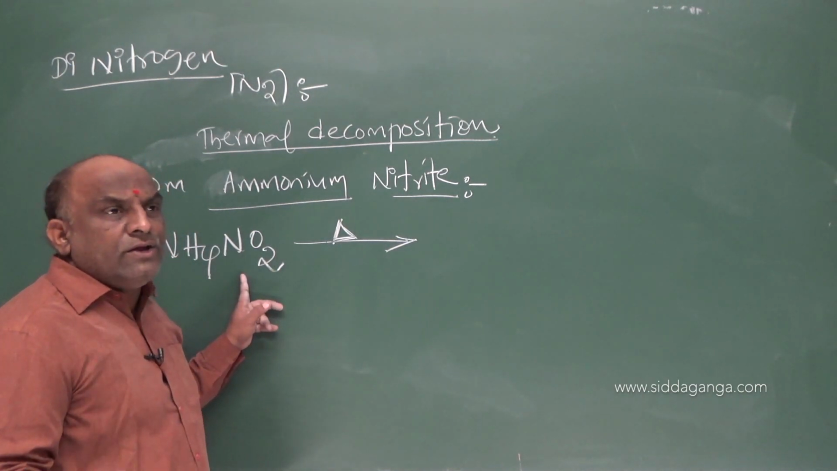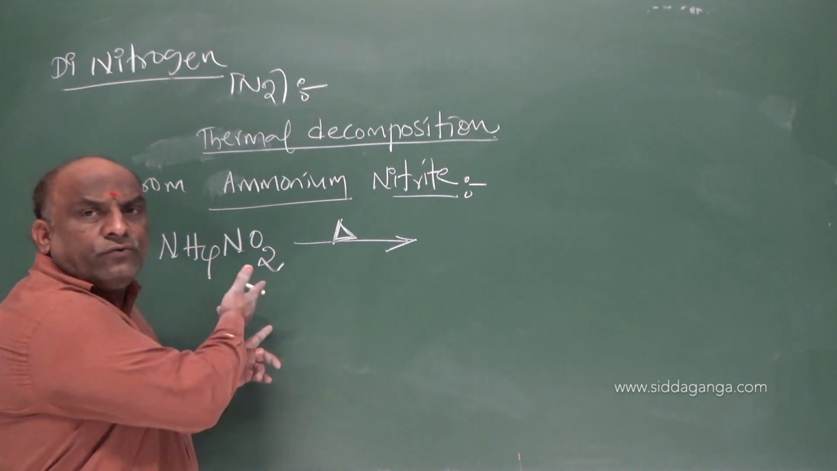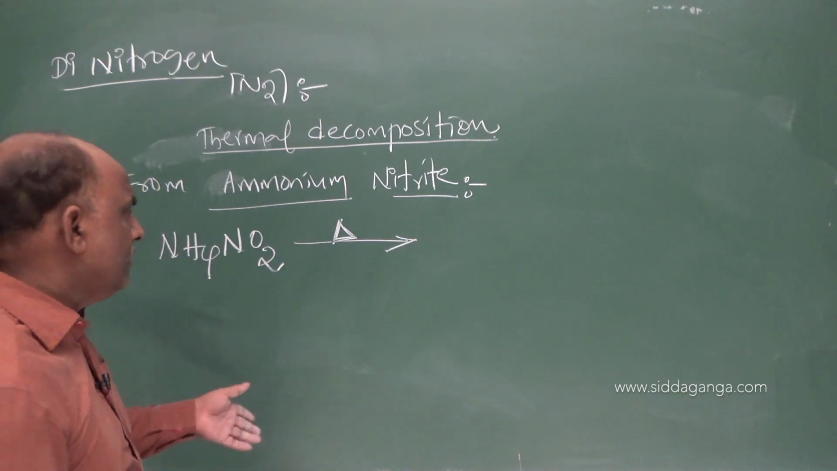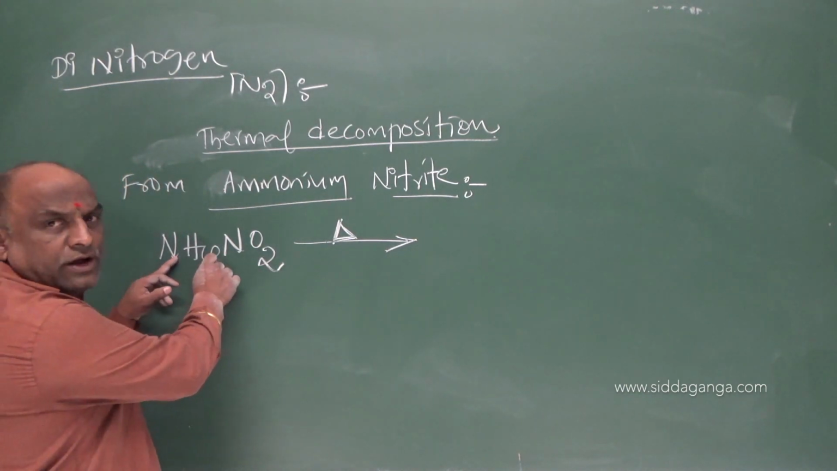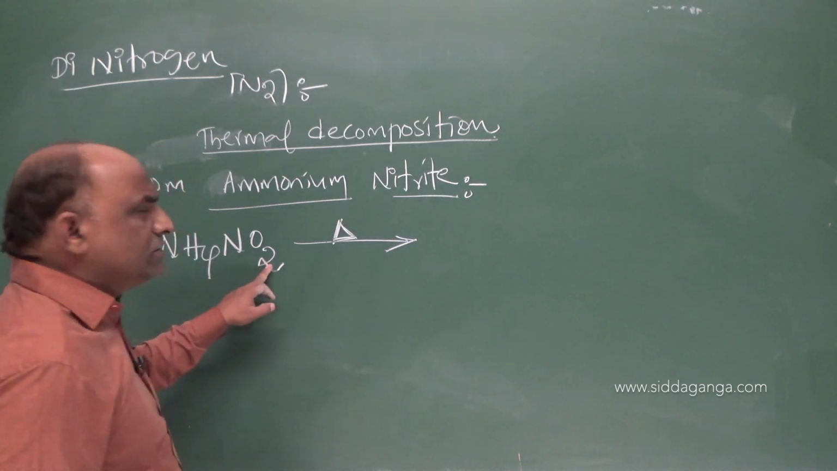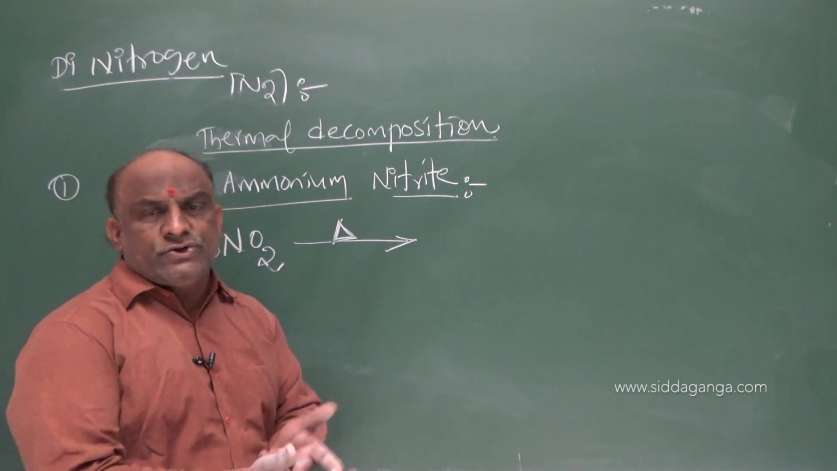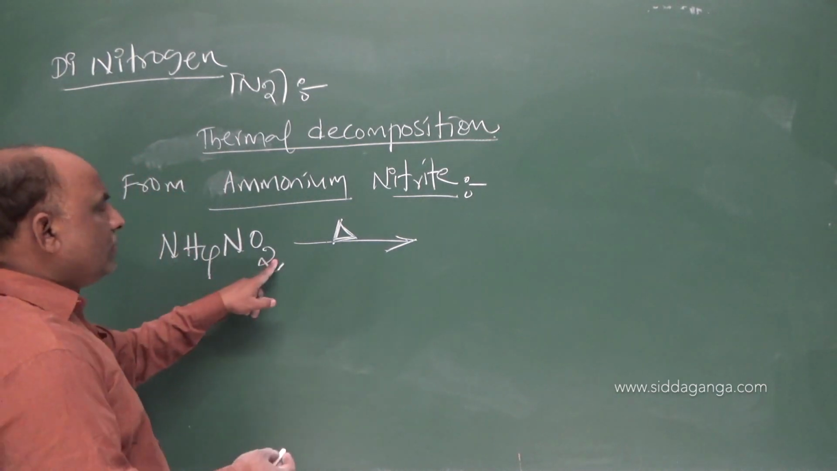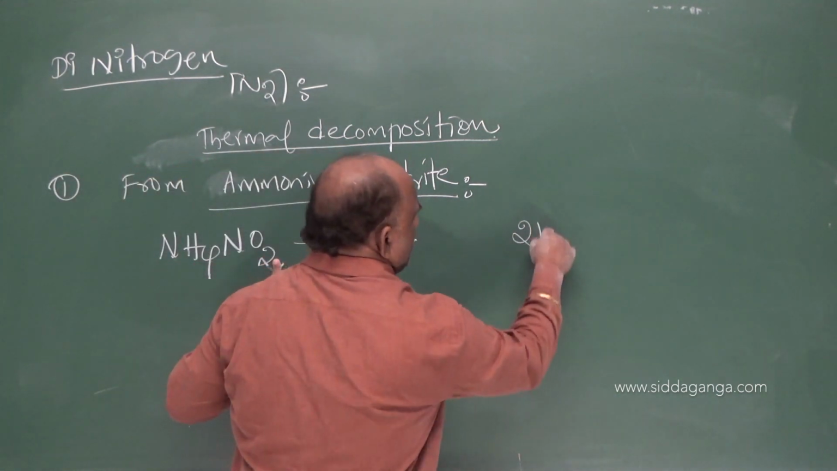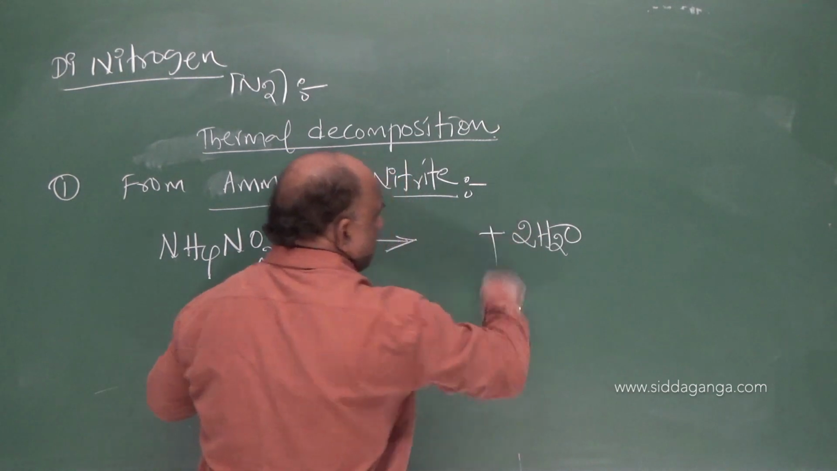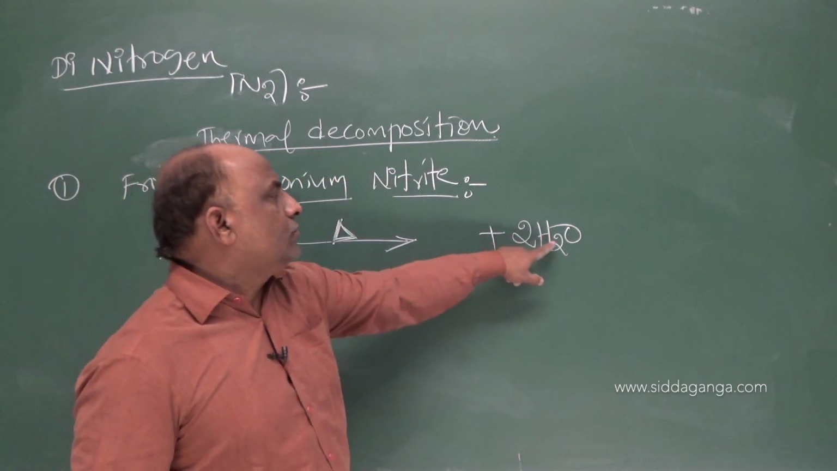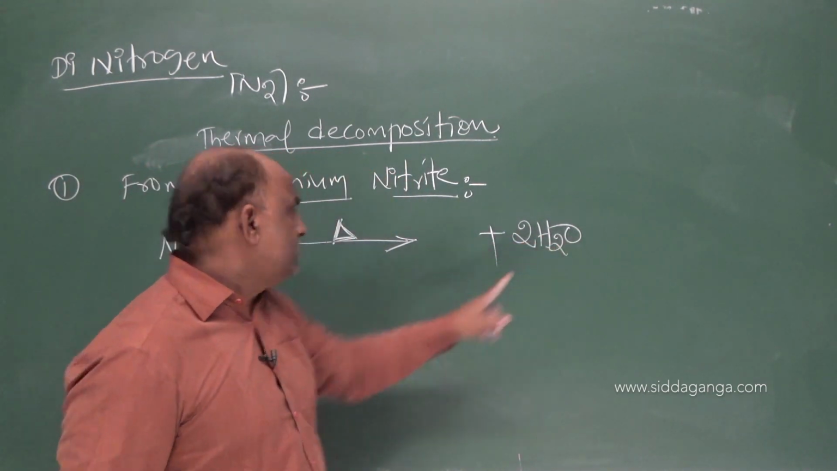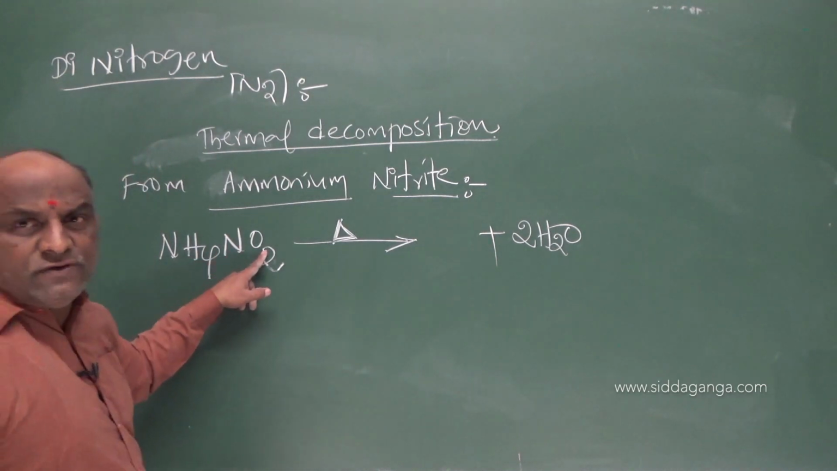How many water molecules should you remove? According to the formula, here there are 4 hydrogens and 2 oxygens. The water molecular formula is H2O: 2 hydrogens require 1 oxygen, so 4 hydrogens require 2 oxygens. So first you should remove 2 water molecules, that is 4 hydrogens and 2 oxygens.